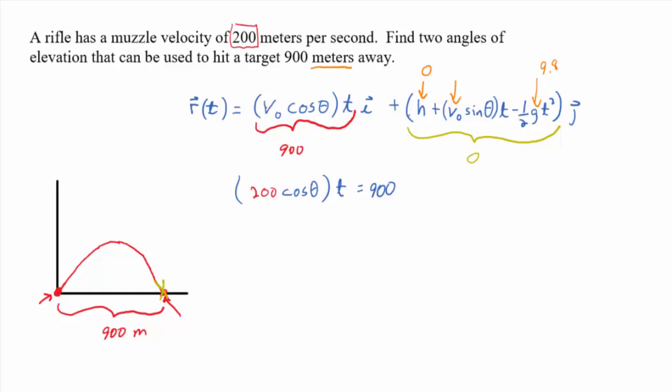So the other equation is going to be 200 sine theta times t minus, what do you get when you put in 9.8 and take 1/2 though? 4.9 and then t squared, and we'll set that equal to 0. Everybody buy that? So now you've got two equations, two unknowns. They're not linear equations though, so there's not a set procedure for solving them. Although you can use one of the techniques you use for solving linear equations. Remember the substitution method?